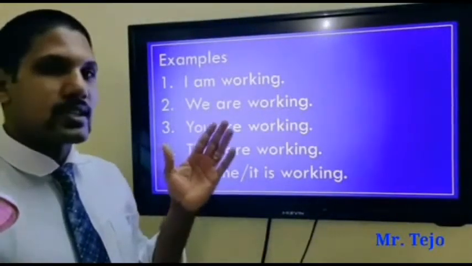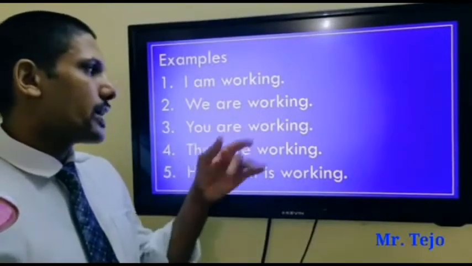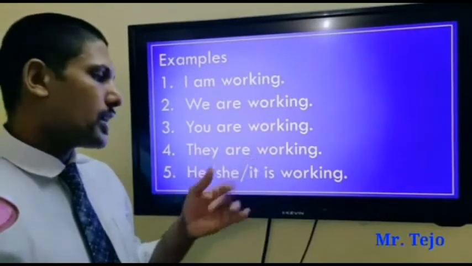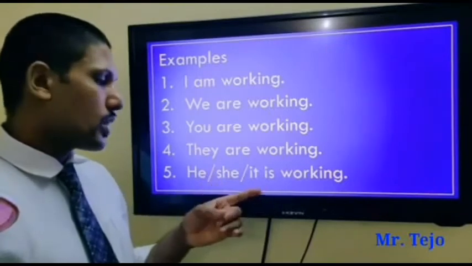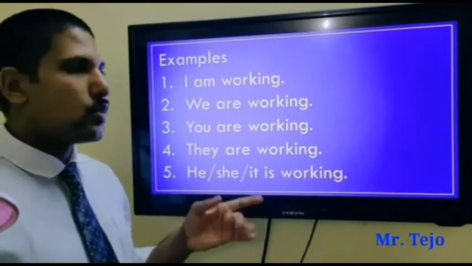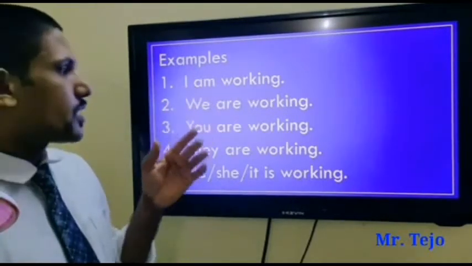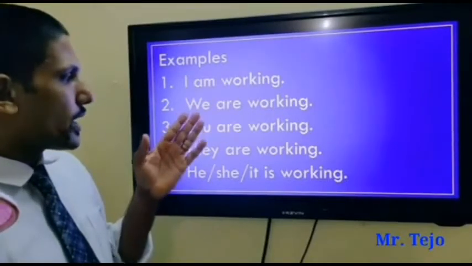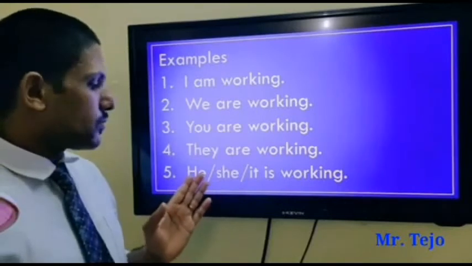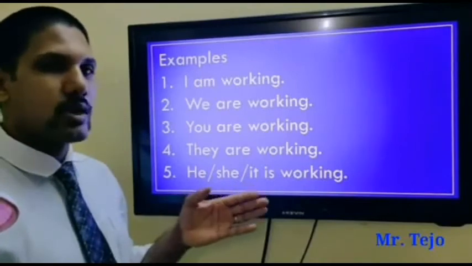Examples of present continuous tense. I am working. We are working. You are working. They are working. He is working. She is working. It is working. Here the subject I takes am, and the other subjects we, you, they take the verb are, and the third person singular subjects he, she, it take the verb is.